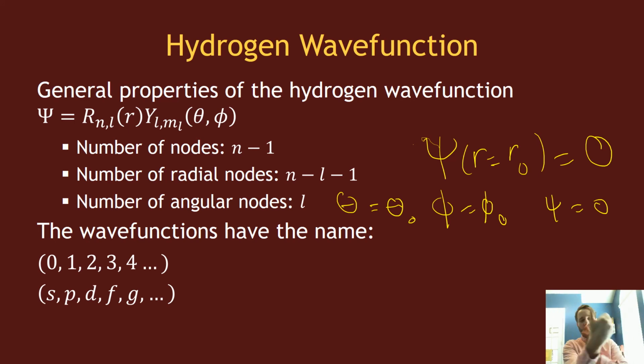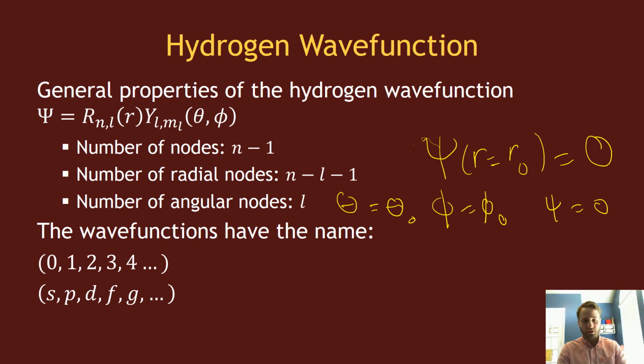Depending on the node, it might be not just a plane, it could be like a cone or something like that for your p orbitals or things of that nature. So the angular nodes can have slightly different shapes.